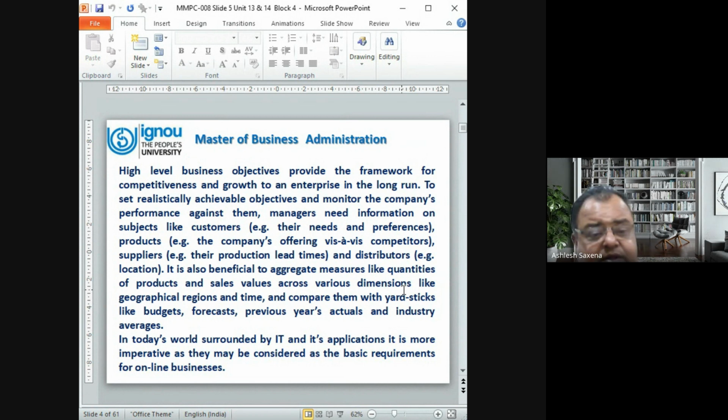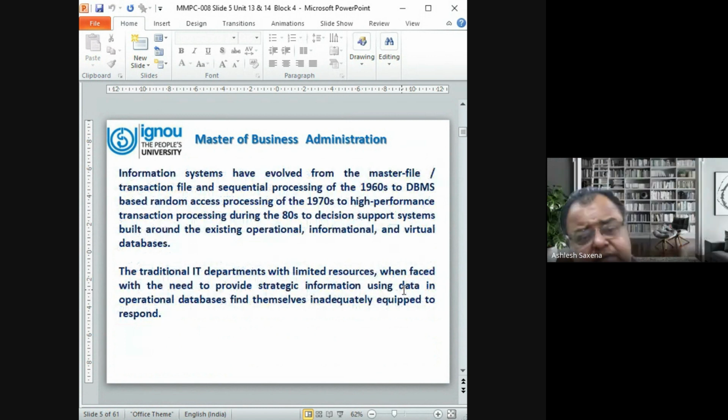In today's world, surrounded by IT and its applications, this is more imperative, as they may be considered the basic requirements for an online business. Information systems have evolved from the master file, transaction file, and sequential processing of the 1960s to DBMS based random access processing till 1970, to high performance transaction processing during the 80s, to decision support systems built around the existing operational, informational, and virtual databases. The traditional IT departments are limited in resources when faced with the need to provide strategic information. Using data in operational databases, they find themselves inadequately equipped to respond.